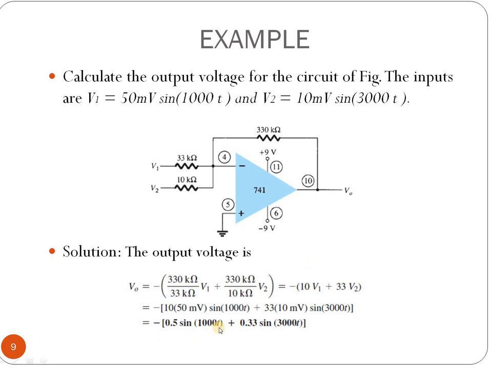And you see that V1 is an AC signal. So if we put 50 millivolts sine 1000t, finally the result will also carry the sine 1000t. So it will not be removed. Okay, so it will be there. It doesn't matter, but yes, the result is in AC signal form.